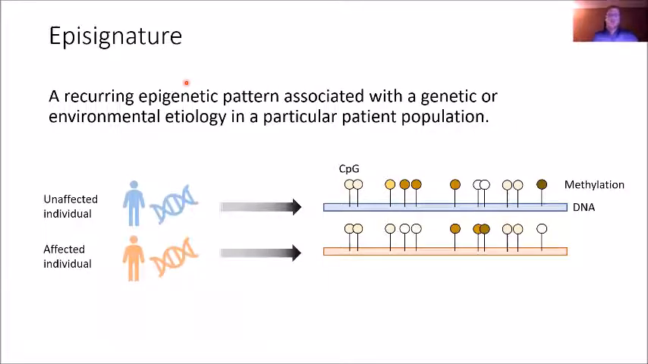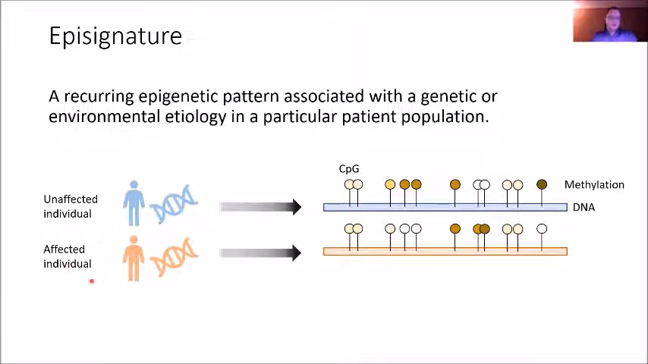We use blood samples to study their epigenetics to look for what we call an episignature. An episignature is a recurring epigenetic pattern that's associated with a genetic or environmental etiology or cause in a particular patient population. For example, if we take an unaffected individual, we can look at their DNA methylation, and each one of these little lollipops here would represent one CpG, one location where you could either have DNA methylation, as shown with the darker circles, or no or lower DNA methylation, as shown in the lighter colored circles.